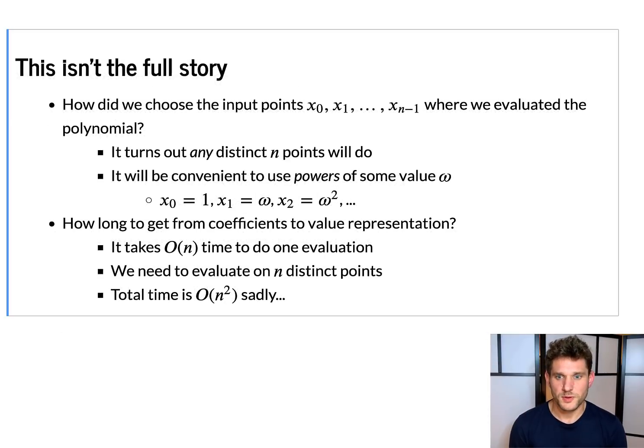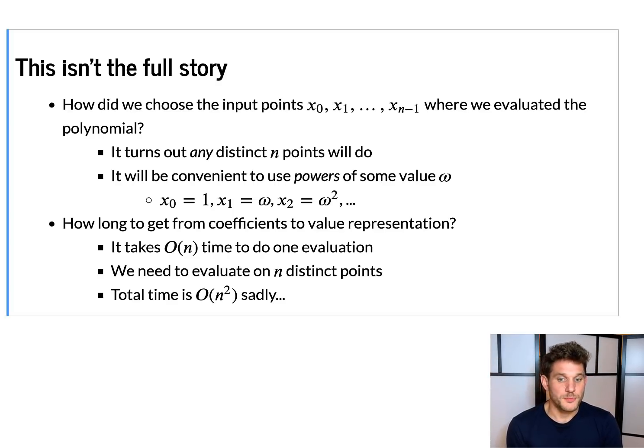How did we choose these points, x0 through xn minus 1, where we evaluated this polynomial? It turns out that any distinct set of endpoints will do in terms of representation. Again, a polynomial is uniquely defined by what values it takes at endpoints. It turns out that we're going to end up choosing the following set of points. You're going to pick some omega, and the points you're going to evaluate the polynomial on are all of the powers of omega. Omega to the 0, omega to the 1, omega squared, omega cubed, all the way up to omega to the n minus 1.